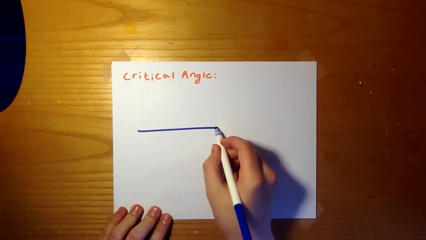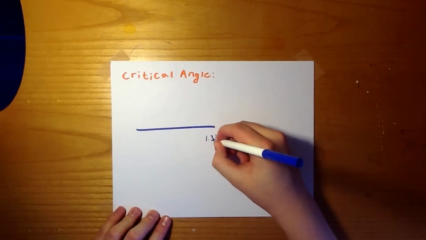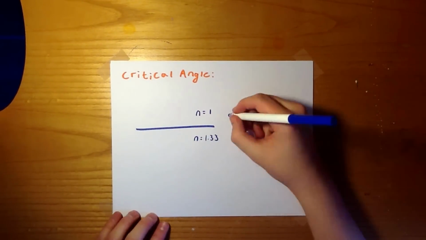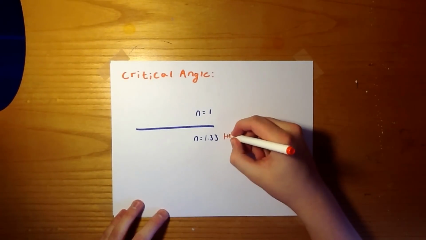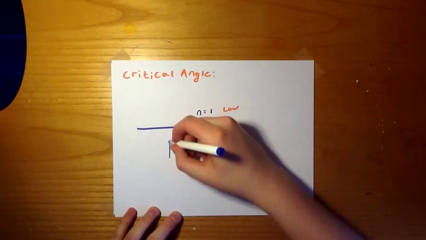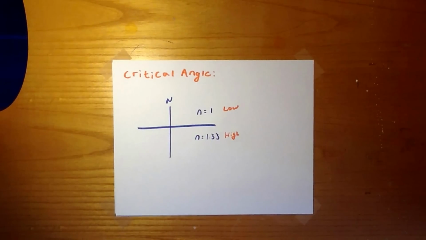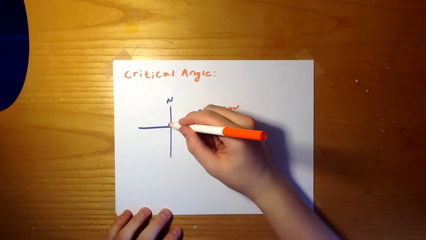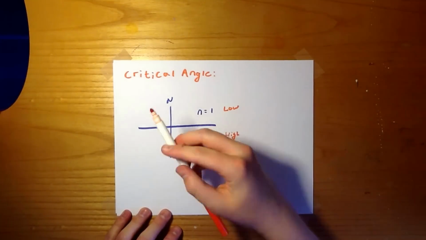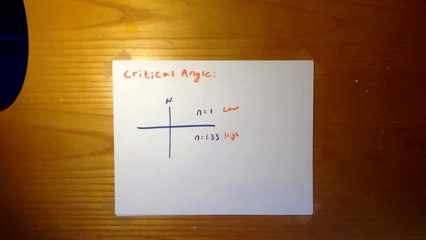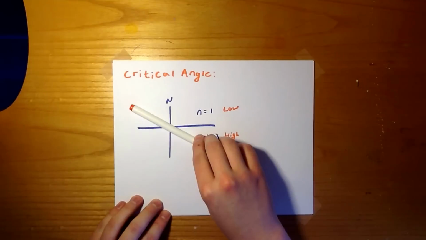Now this will only happen when the light is going from a high index of refraction, or a high n value, to a low index of refraction, or low n value. To explain why this only works from high to low: when we're going from low to high, like in all of our practice problems, if you remember, the light was bent towards the normal. Now that it's reversed, the light will be bent away from the normal.